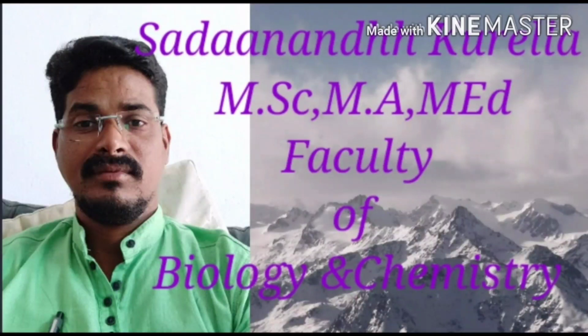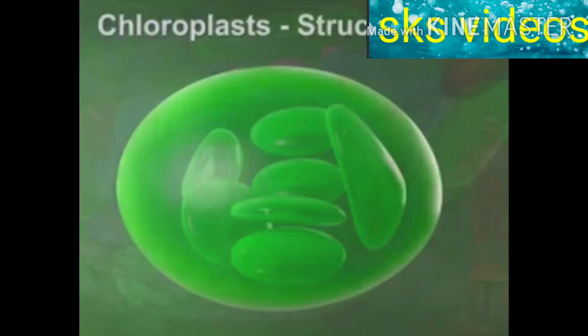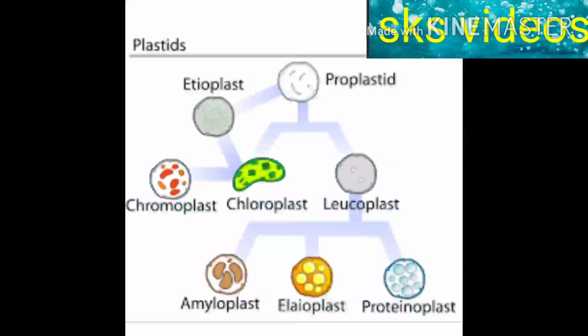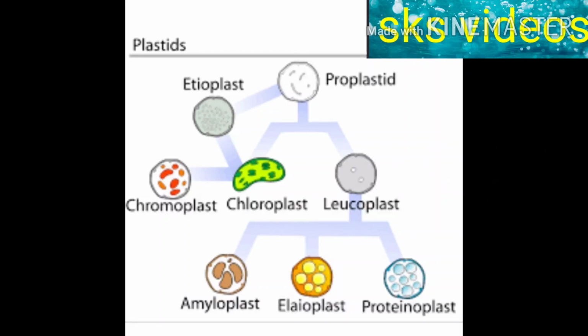Today we are going to know about the structure of chloroplast. Before we know about chloroplast, let us first know the types of plastids and their location. Generally, plastids are found only in plant cells but not in animal cells. On the basis of the pigment present in the plastids, they are of three types.